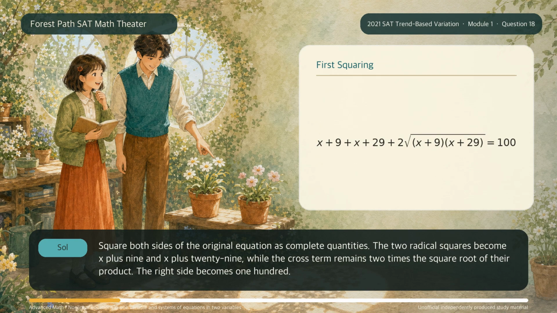Square both sides of the original equation as complete quantities. The two radical squares become x plus 9 and x plus 29, while the cross term remains 2 times the square root of their product. The right side becomes 100.